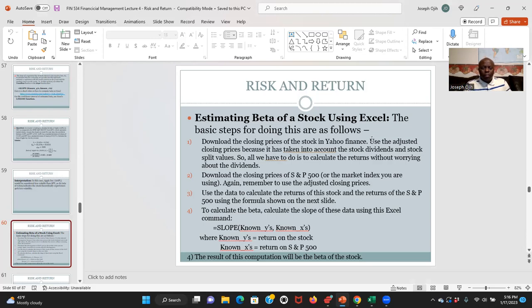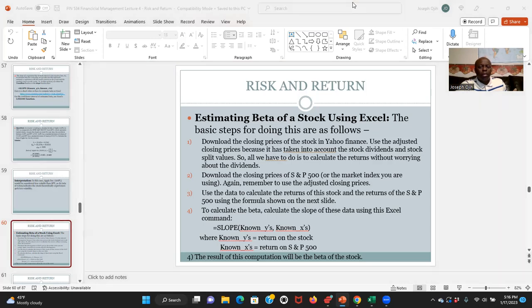Okay. Now, estimating the beta of a stock using Excel. How do we do that? Okay, good. Look at the basic steps. First of all, you download the closing prices of the stock from Yahoo Finance. Now, I always recommend that you use the adjusted closing prices. Why? Because adjusted closing prices have already taken into account the stock dividends and the stock split value. So you don't have to worry about the dividend or stock split. All you have to do is calculate the return without worrying about the dividends or stock split.